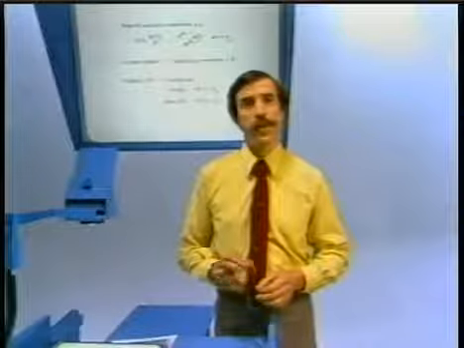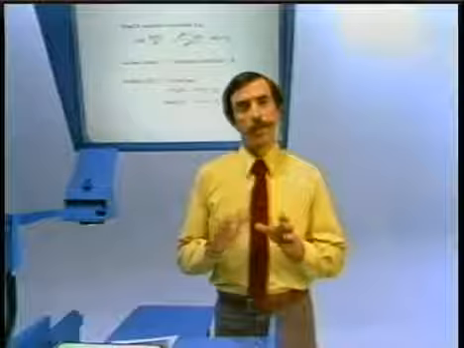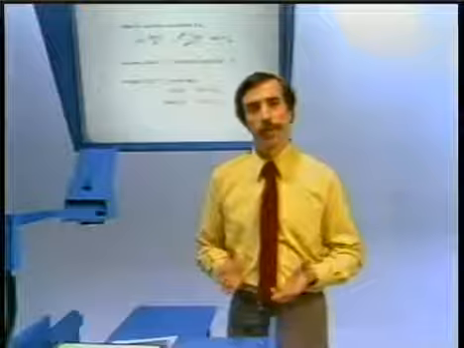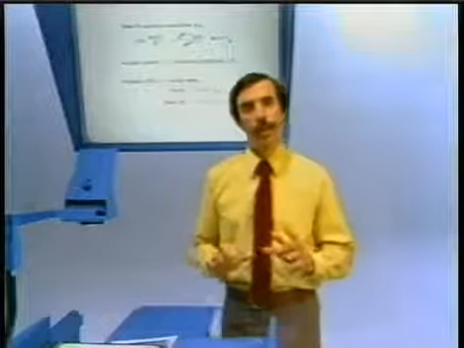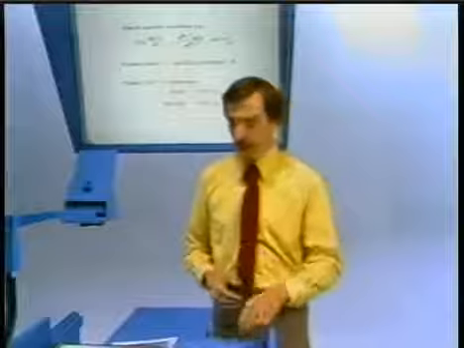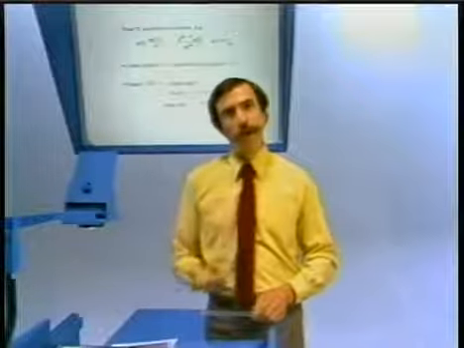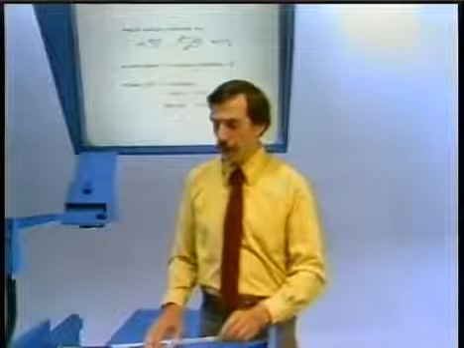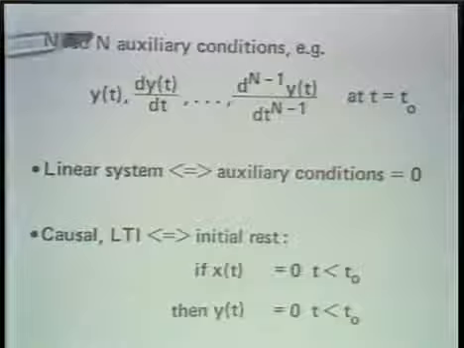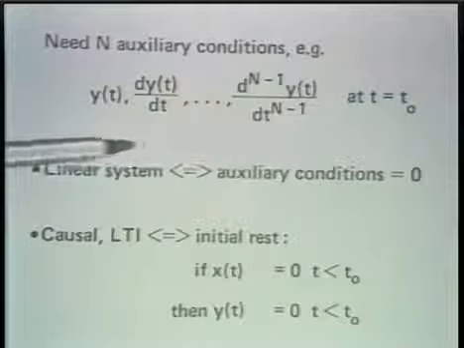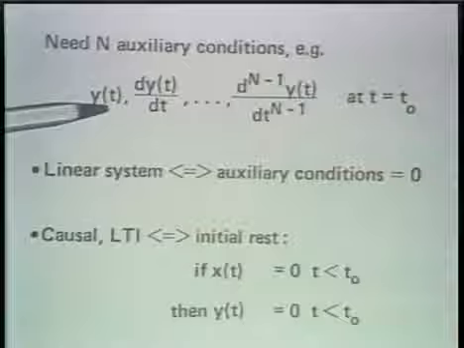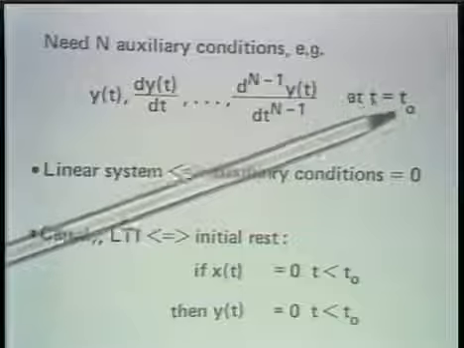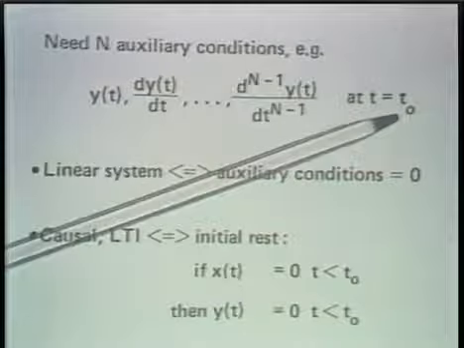So what this says is that in order to obtain the solution for a linear constant coefficient differential equation, we need some kind of auxiliary information that tells us how to obtain these capital N undetermined constants. And there are a variety of ways of specifying this auxiliary information or auxiliary conditions. For example, in addition to the differential equation, what I can tell you is the value of the output and n minus 1 of its derivatives at some specified time t0.